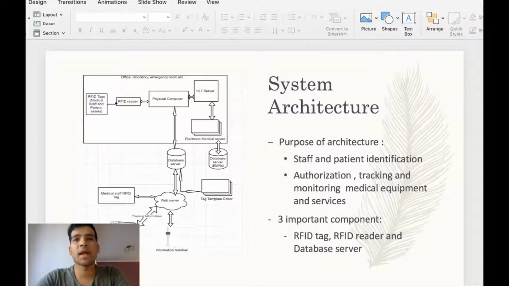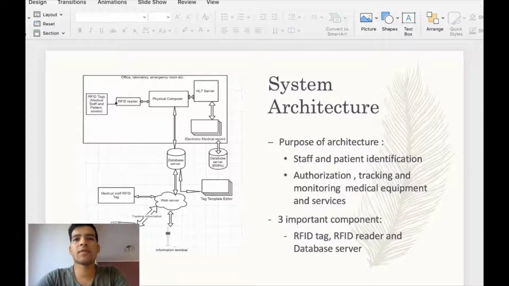It allows patient and staff identification, authorization, tracking, and monitoring of the services. The architecture is embedded with three important components. They are RFID tags, readers, and a database server. RFID readers are mounted at strategic points in specific areas of the hospital, for example, every entry and exit door, laboratories, operating theaters, emergency room, etc. Staff are provided with portable RFID readers as required.